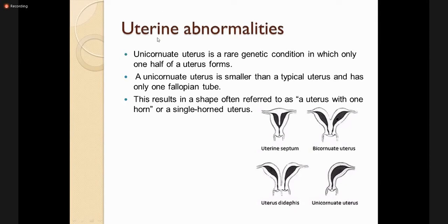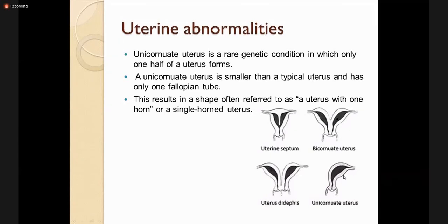gynae lectures as well. Unicornuate uterus. These abnormalities are basically characterized on the shape of the uterus. Unicornuate uterus is a rare genetic condition in which only one half of the uterus is formed. Here you can see only one half of the uterus is formed, and it is smaller than the typical uterus and has only one fallopian tube in this area. This shape often results in a uterus with one horn or single horn.